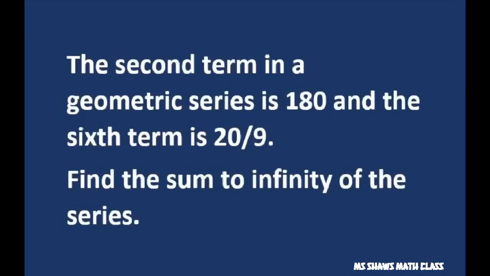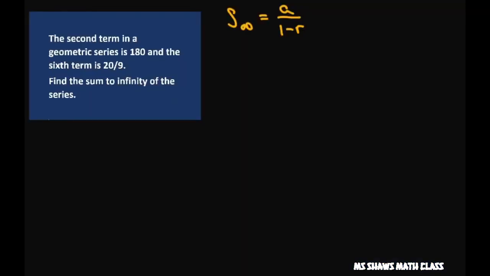Hey everyone, the second term in a geometric series is 180 and the sixth term is 20 divided by 9. We're going to find the sum to infinity of the series. So here's your formula for infinite geometric series. And I'm going to write this out a little bit.